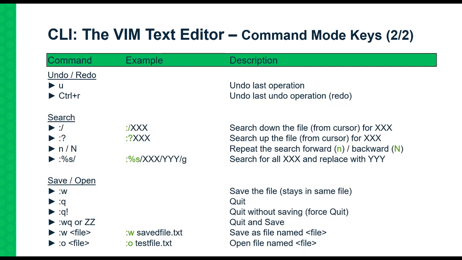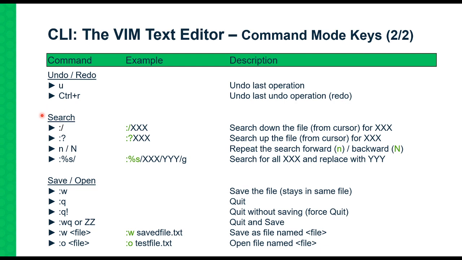Now let's have a look at our next set of command code keys. Let's first look at our undo and redo operations. We can undo our last operation by using the U key. By pressing U, you will continue to undo your previous operations sequentially. Then we can also undo the last undo operation. In other words, we can redo what we have done with the undo by pressing our Ctrl plus lowercase r key.